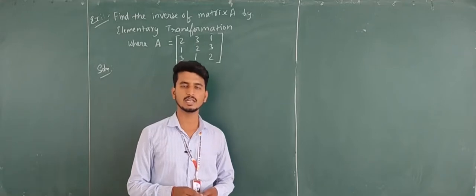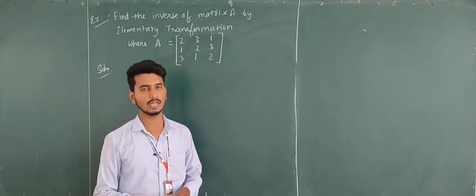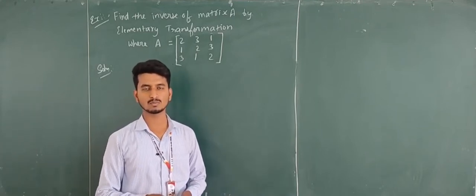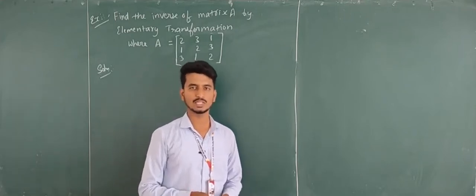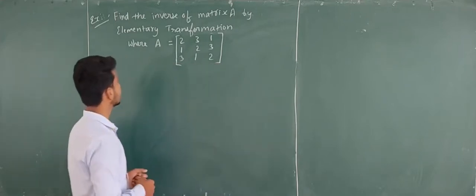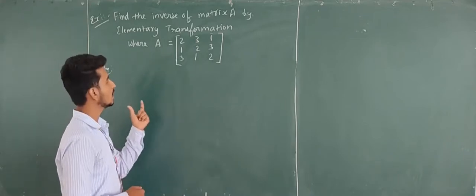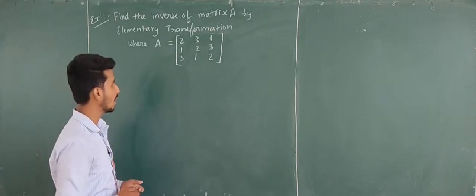In the previous session, we discussed how to find the inverse of a matrix by the elementary transformation. Here also we will continue with some more problems on how to find the inverse of a matrix by the elementary transformation. So the given matrix is A equal to [2 3 1; 1 2 3; 3 1 2]. We have to find the inverse of this matrix.